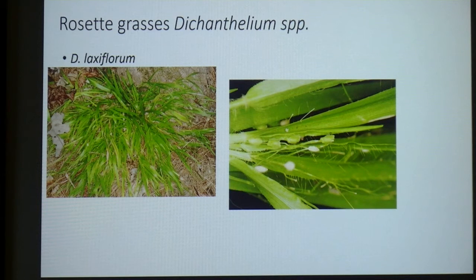This is a typical Dicanthelium species. It used to be a panic grass. This is Dicanthelium laxiflorum. The leaves are soft and not stiff, so it sort of forms a floppy little clump. This is typical of the leaves and particularly the seeds of the Dicanthelium species.